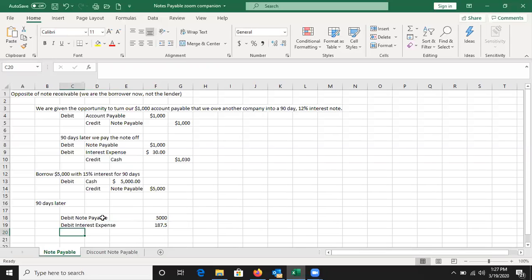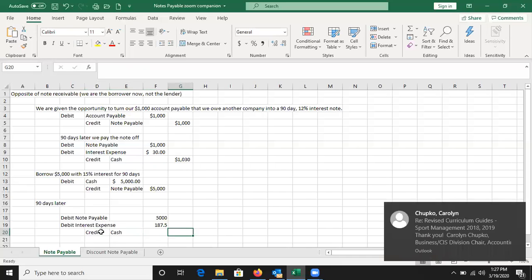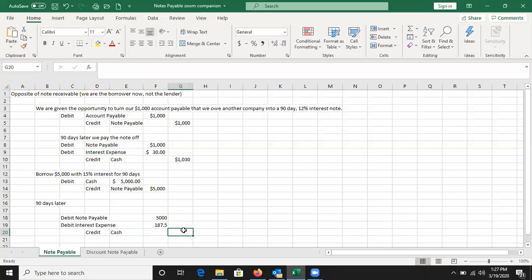So we're going to pay $187.50 in interest. And then we're going to credit cash. We owe them the $5,000 principal amount on the loan, on the note, plus the interest, so $5,187.50. Okay, it doesn't get more complicated than this.